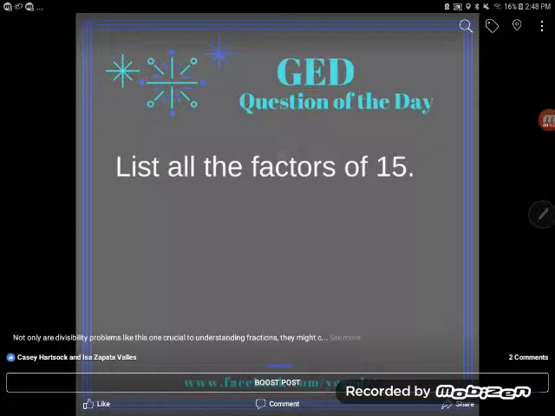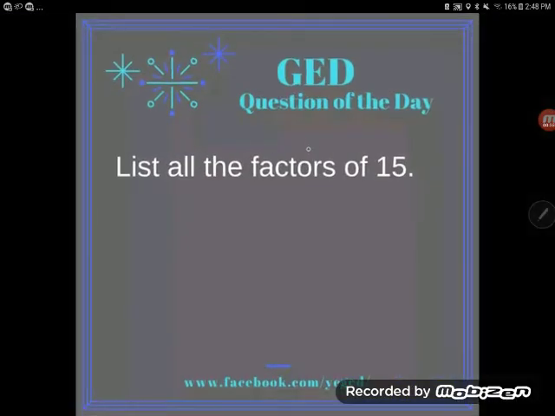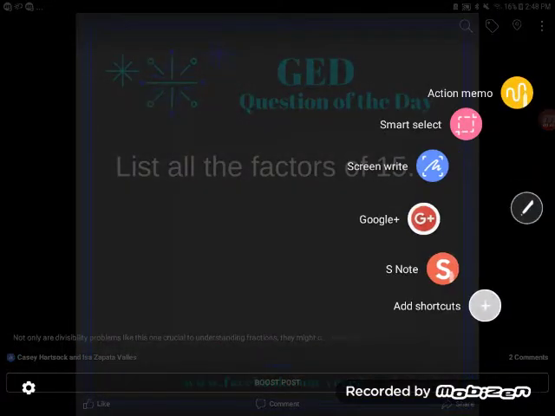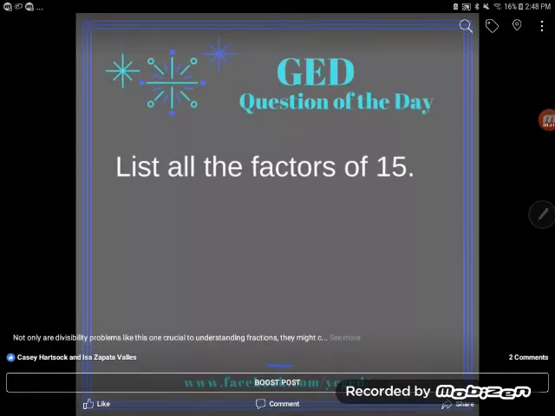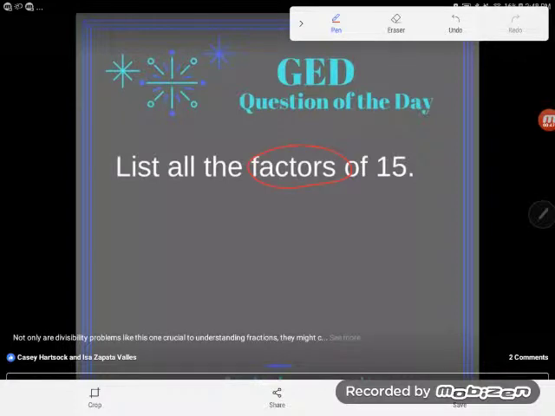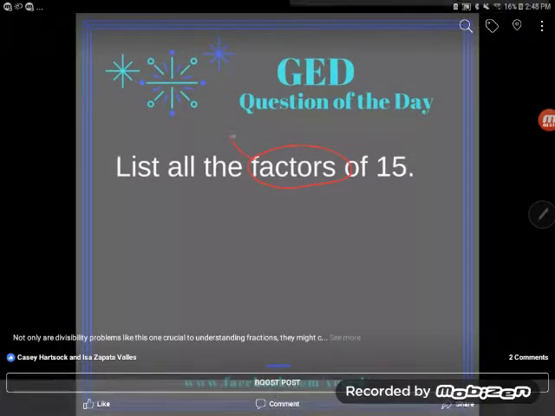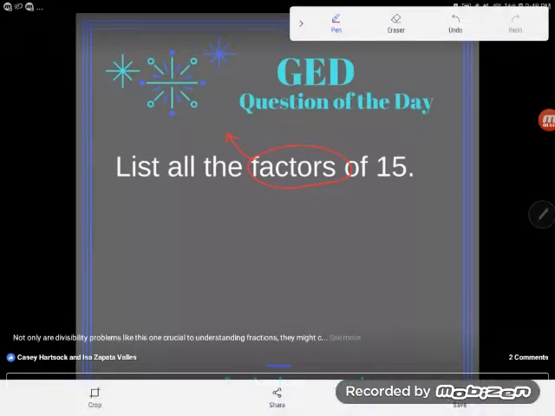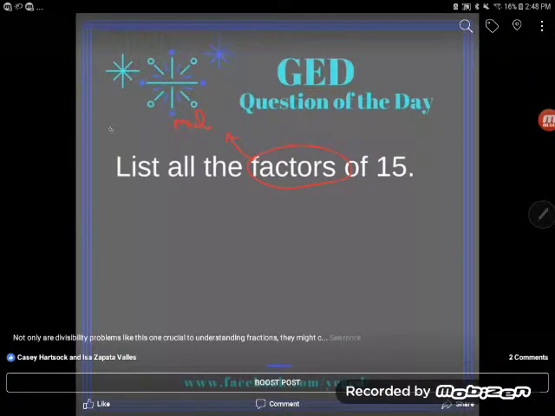So let's see, this says list all the factors of 15. And I will remind you that factors is a term you should know. A factor is a number that divides another number perfectly with no remainder. That's one way to think of it. Or another way to think of it is something you could multiply together to make 15. And that's probably the easier way that you can think of it here. So it's going to be whole numbers. Factors are always whole numbers that multiply together to make 15.